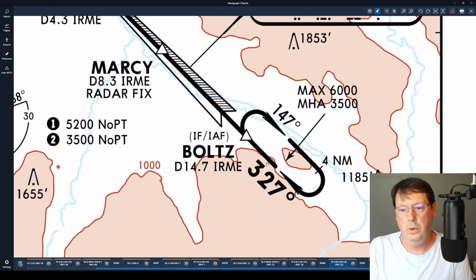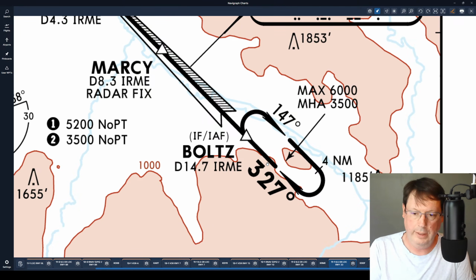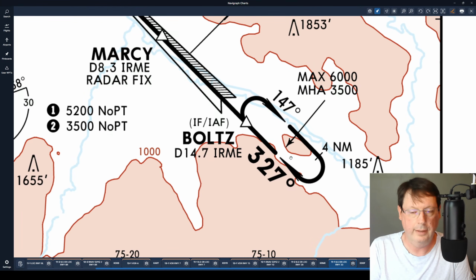Kind of a side note. So there are 3 basic ways to enter a hold, right? If you're coming from the lower right-hand corner and you want to hold at BOLTS, the hold is right here, depicted on the chart. This is called a direct entry because you just fly straight in on that 327 degree heading, cross BOLTS, make a right-hand turn outbound to 147, fly 4 nautical miles, and turn back inbound 327. You just start going around in circles like that. It's a direct entry. You just fly straight into the hold.